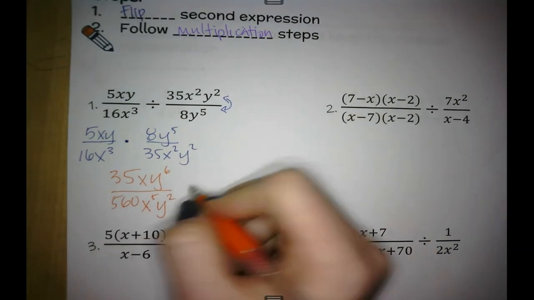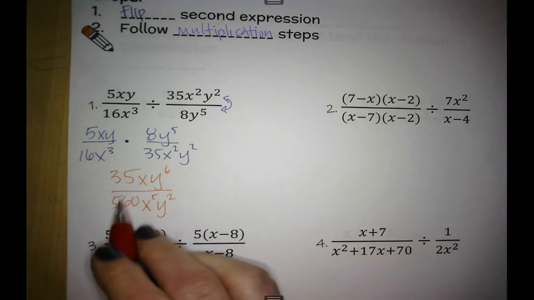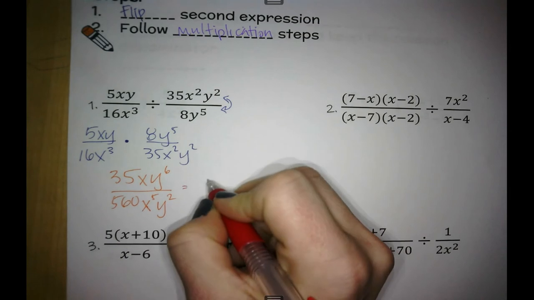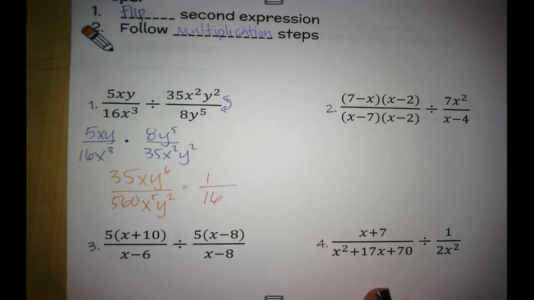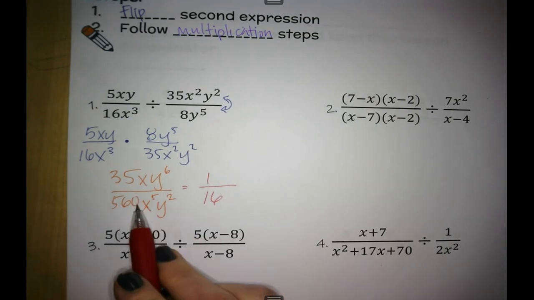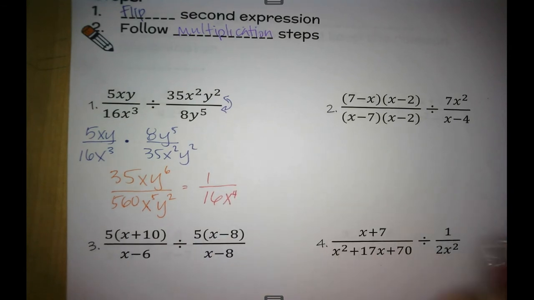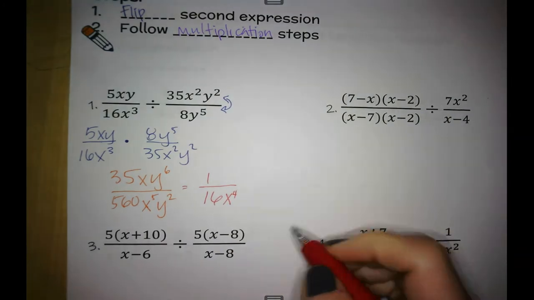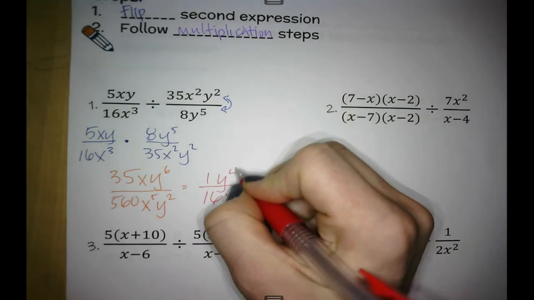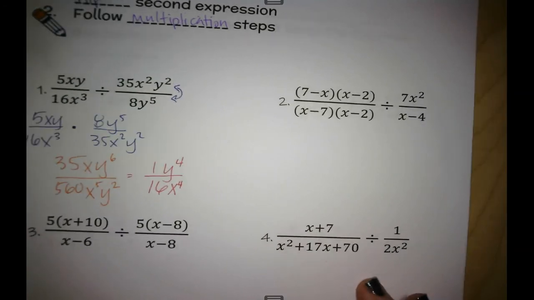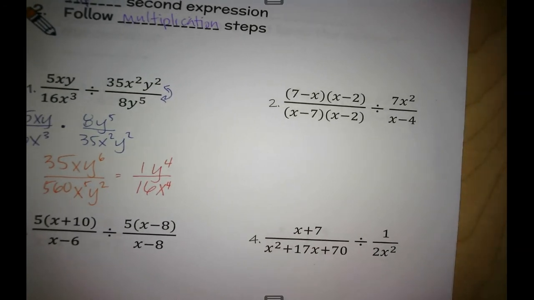All right, now we can simplify. 35 over 560 reduces to 1 over 16. We've got 1 x here and 5 down here, so we're left with 4 x's on bottom. 6 y's on top, 2 on bottom. We're left with 4 on top. That's all we're doing.